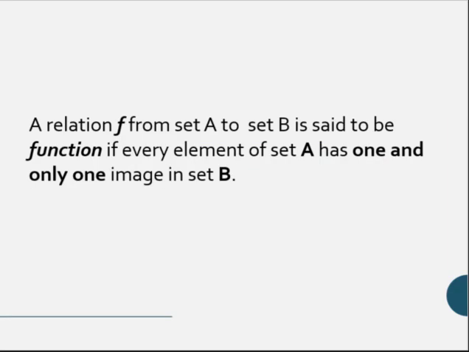A relation f from set A to set B is said to be a function if every element of A has one and only one image in B. In other words, a function f is a relation such that no two pairs in the relation have the same first element, or the x-coordinate.